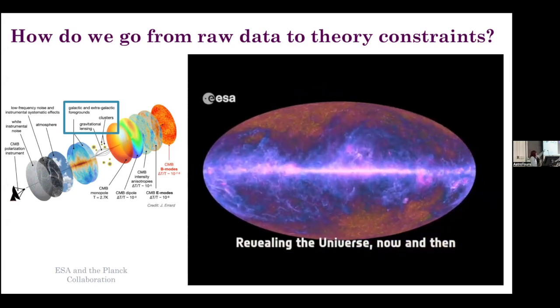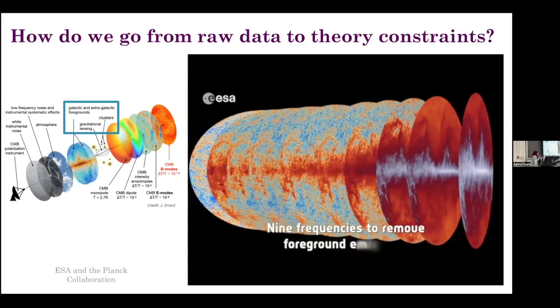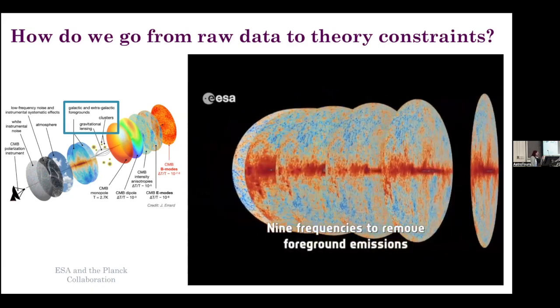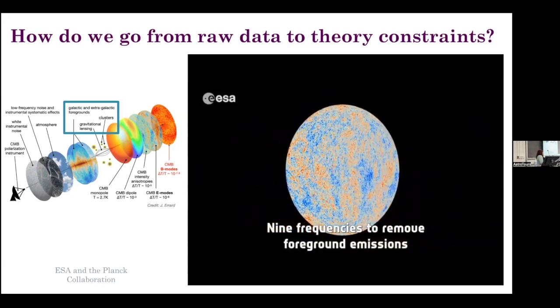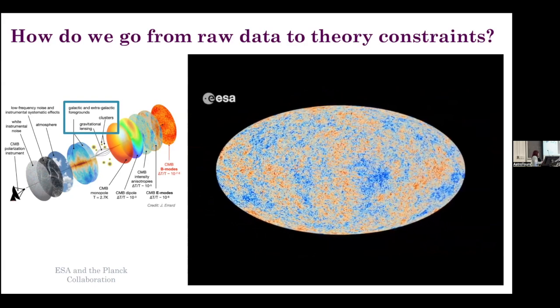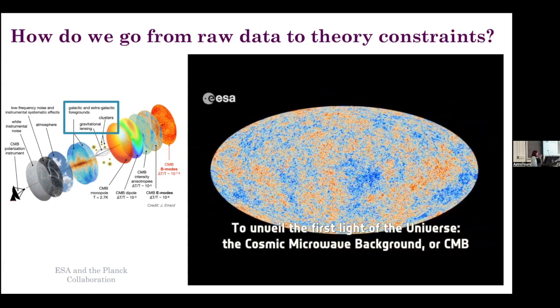And you can see there's a lot of signals here, not just our CMB, and it measured 9 frequencies, or at 9 different wavelengths. And there's a lot of work that goes into trying to remove these signals to be left with our cosmic microwave background.